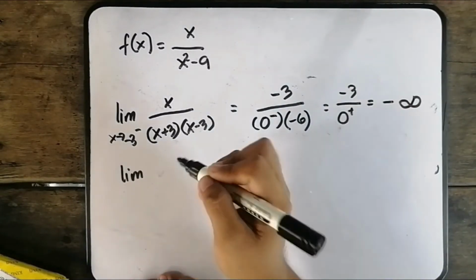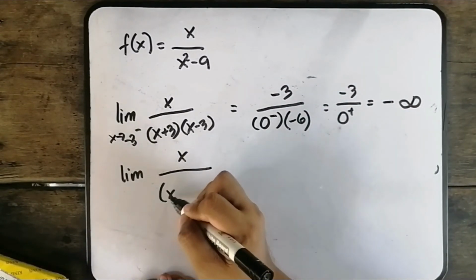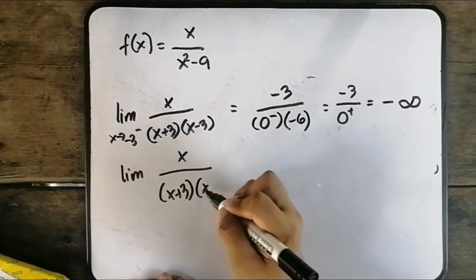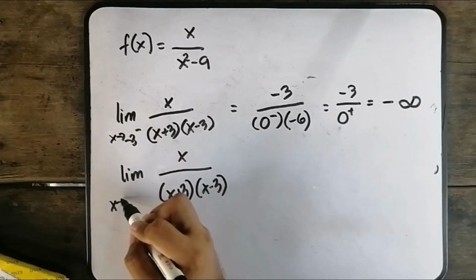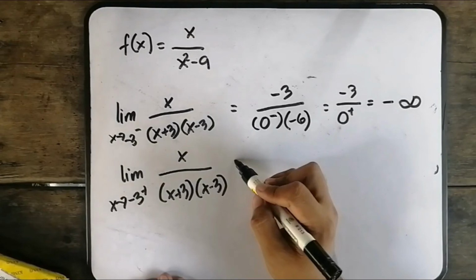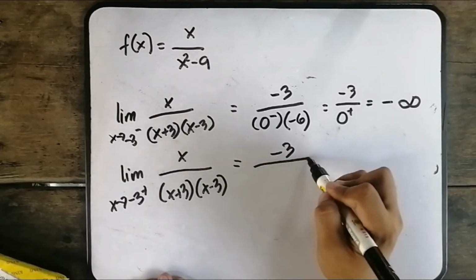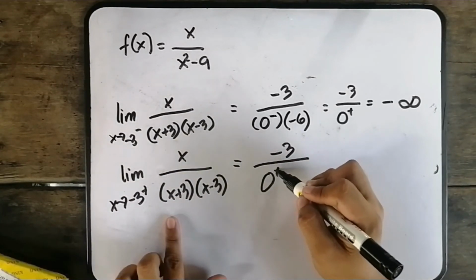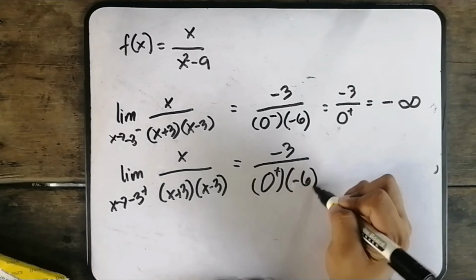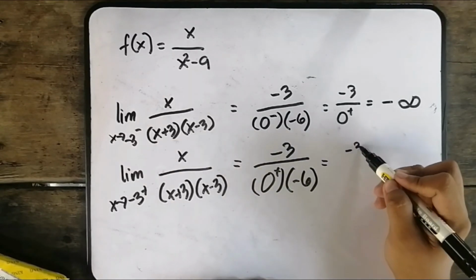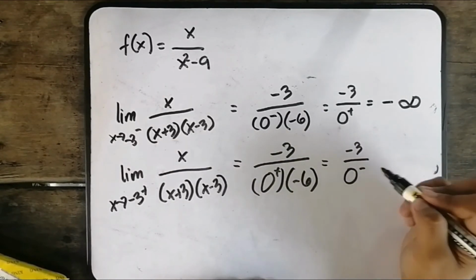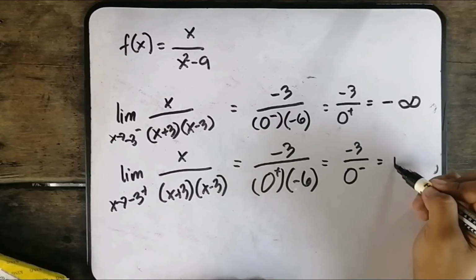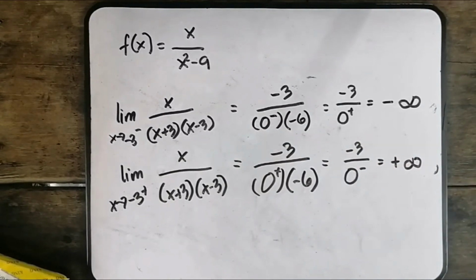For the limit of x over x plus 3 times x minus 3 as x approaches negative 3 from the right, we have negative 3 over, so this is now 0 positive, times negative 6, so we have negative 3 over 0 negative, or that is positive infinity.